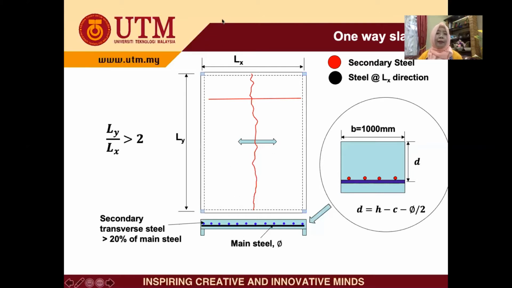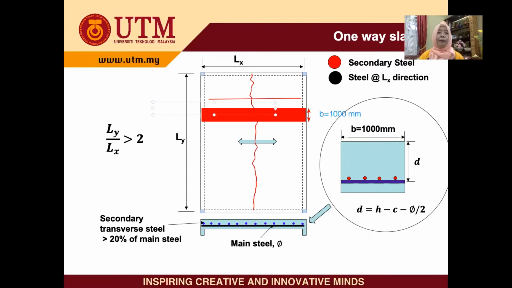So when you analyse, we must consider 1 meter width. Here is 1 meter width. This is 1 meter width. The b is 1000 millimeter.